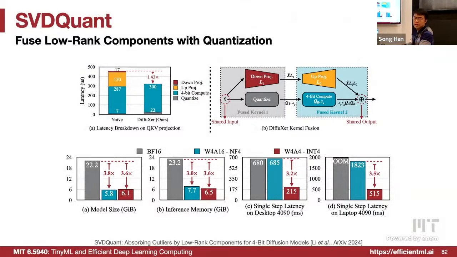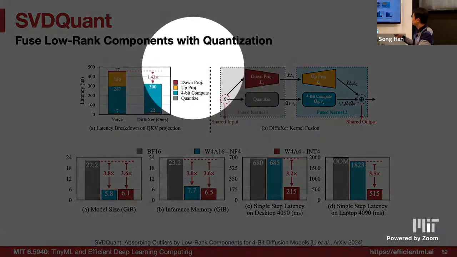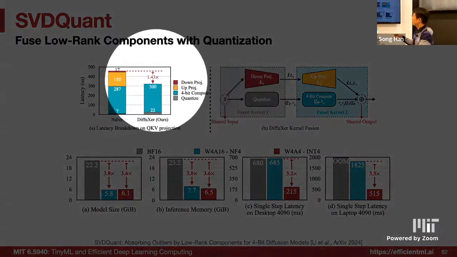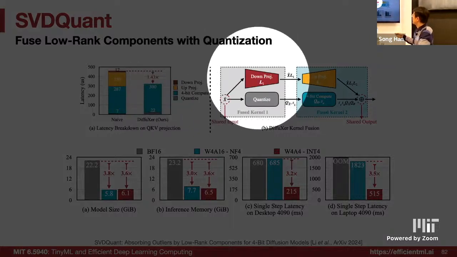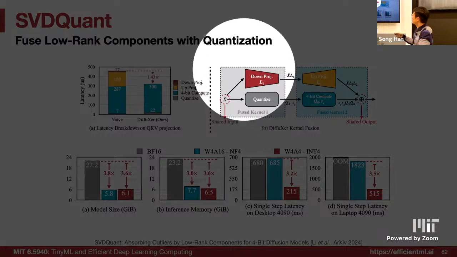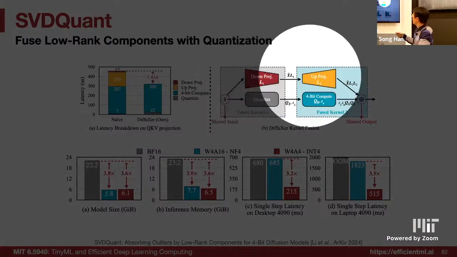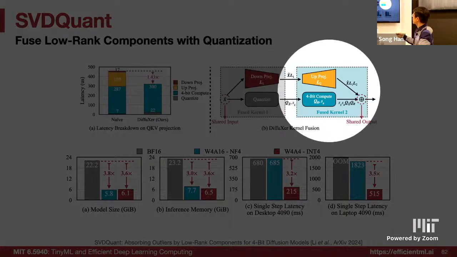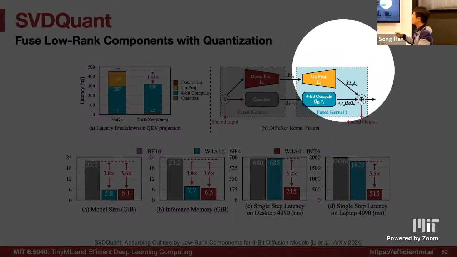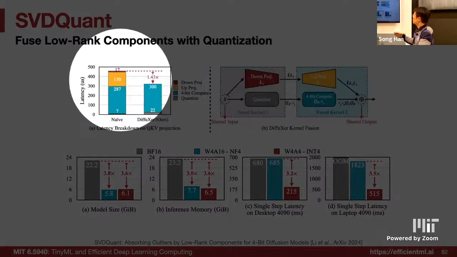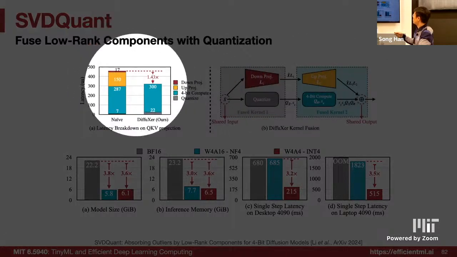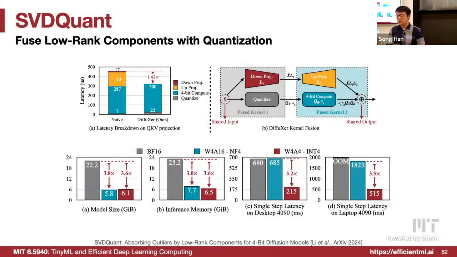We fused such overhead such that the 40% latency overhead is removed. We achieve that by fusing this down projection with the previous kernel, since they share the same input. And we fuse this up projection into the next layer's 4-bit compute, since they share the same output. In that way, we can reduce this overhead in red and in yellow. So this is the kernel fusion.